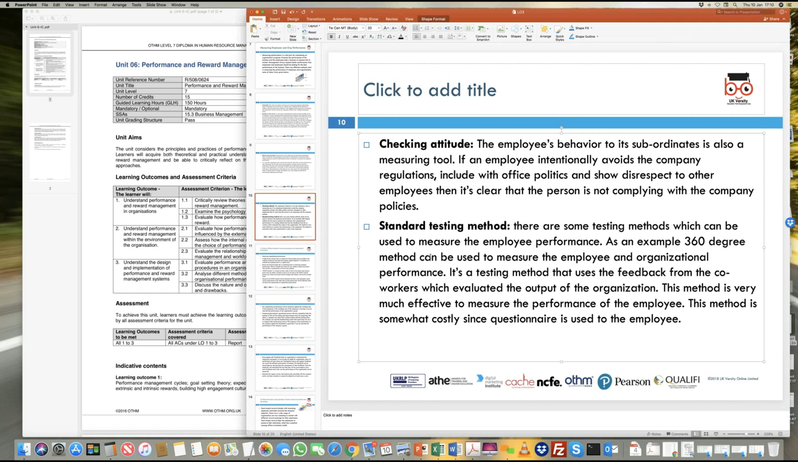So it's a 360-degree loop wherein it's not just the employee being appraised, but also the organization being appraised from the point of view of different people who give some sort of verdict or opinion about how they feel the individual actually performs within that role. And this comes under something called a standard testing method, which has been used and designed over the years by the HR department to measure the performance of the employee essentially. Is that okay? Yes, please.